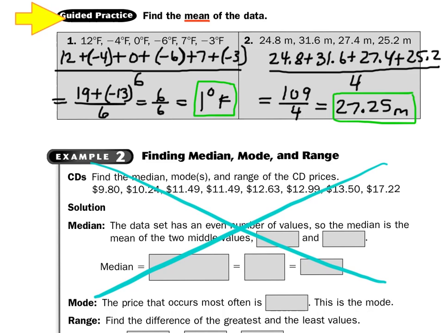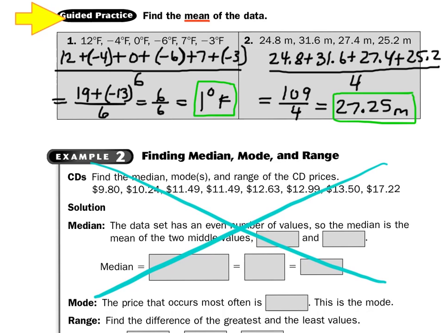So the first thing I did is I added all the positives, so 12 plus 0 plus 7 is just 19, and then I added all the negatives, negative 4, negative 6, and negative 3 is negative 13. So positive 19 plus negative 13 makes positive 6 over 6, and so 6 divided by 6 would give me 1. And then just remember to label it. So notice how they're all labeled degrees Fahrenheit. So the average, or the mean, would be 1 degree Fahrenheit.